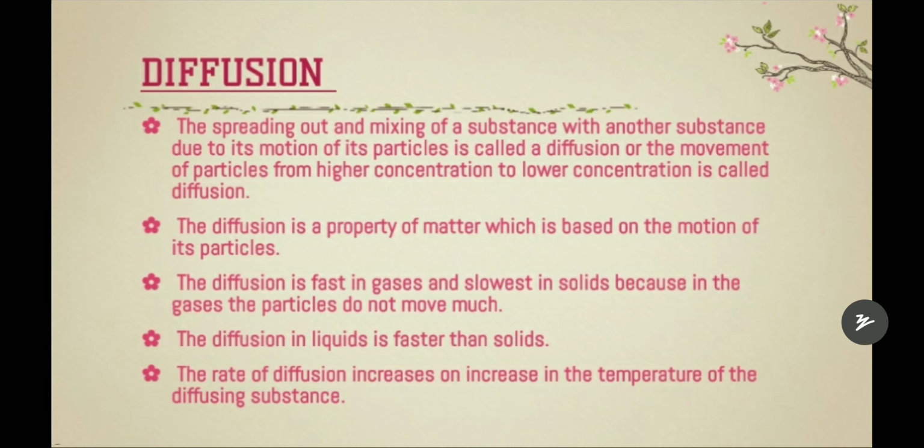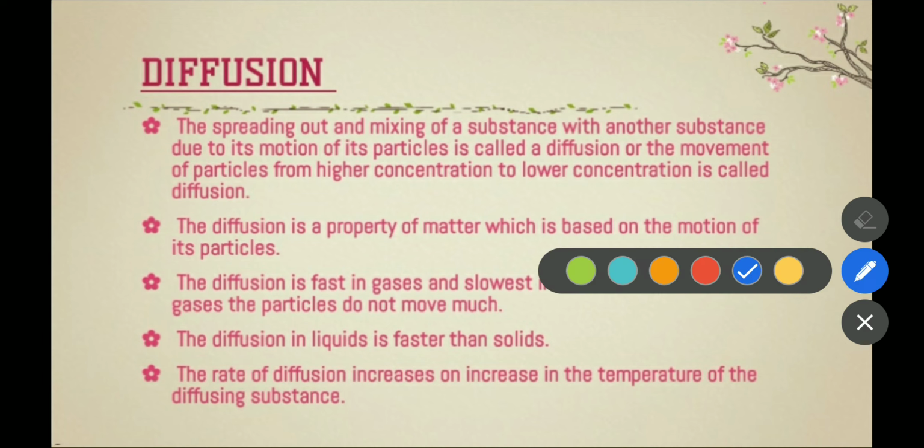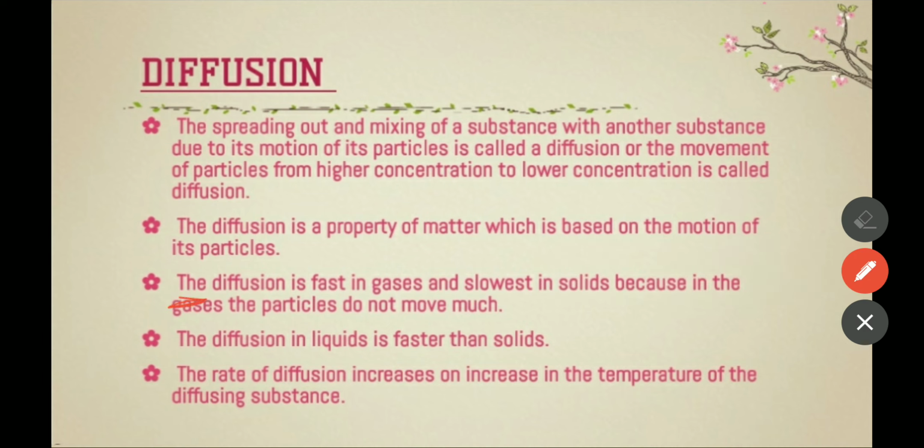So diffusion is a property of matter which is based on the motion of its particles, and diffusion is fastest in gases and slowest in solids, because in solids the particles do not move much, but in gases the particles move very fast.